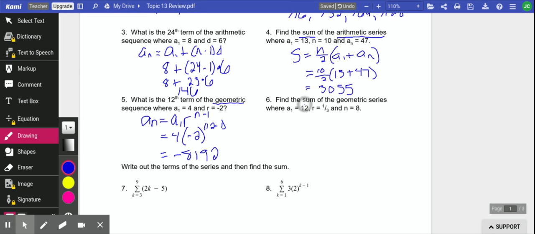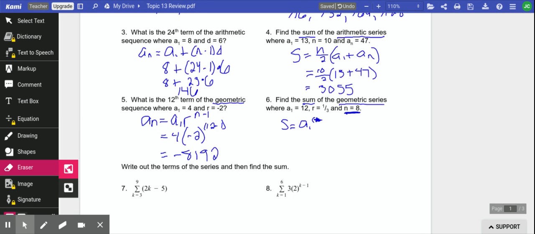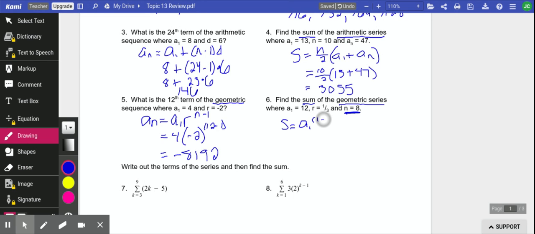And the next one, we want to find the sum of the geometric series. There are two different formulas for geometric series. This one is telling us it has 8 terms, so that's a finite series. That's not one of our infinite ones. So our finite sum formula is A1, and then in the numerator we have 1 minus r to the n over 1 minus r.